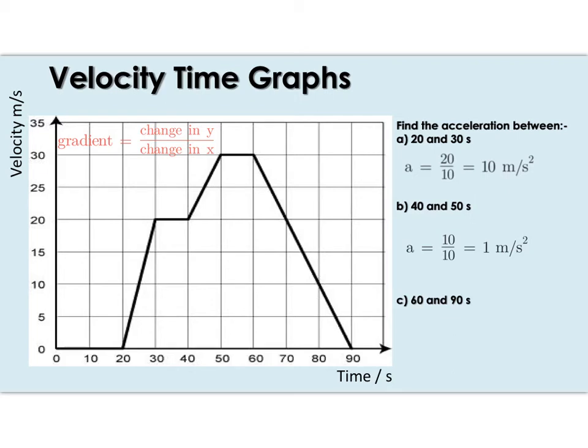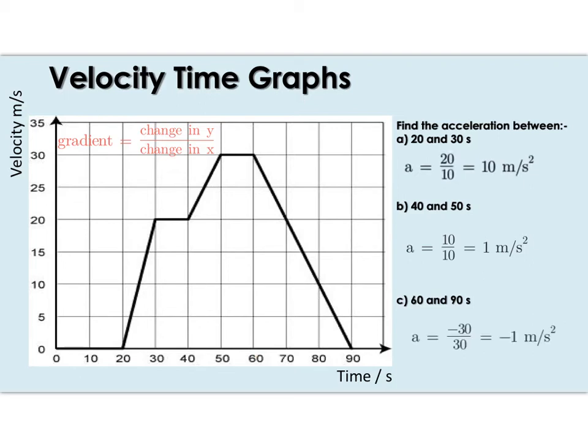This now brings us on to the final one, which is between 60 and 90. So between 60 and 90, the gradient is actually a minus value because it's going down. And it's gone from 30 to 0, so that's going to be minus 30 in terms of change in y. And it's gone from 60 to 90, so that's been a change of 30 seconds on the x.